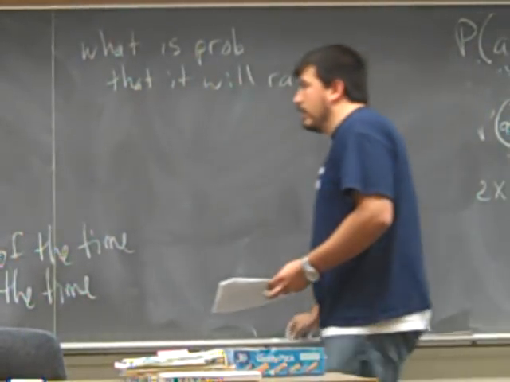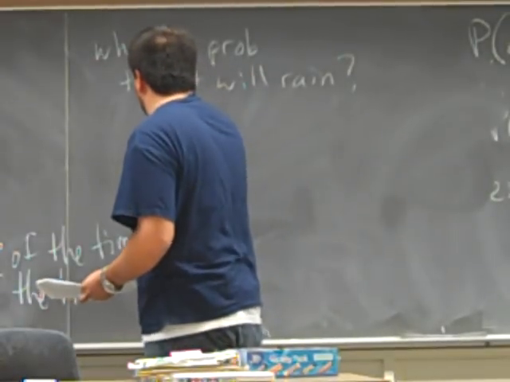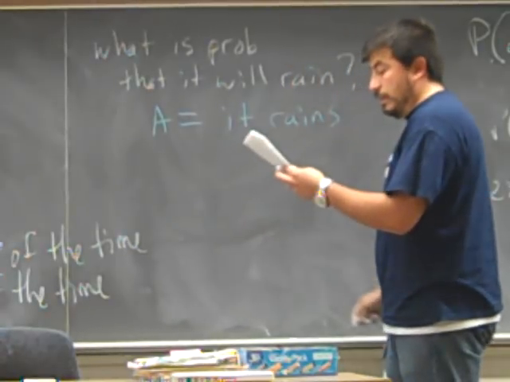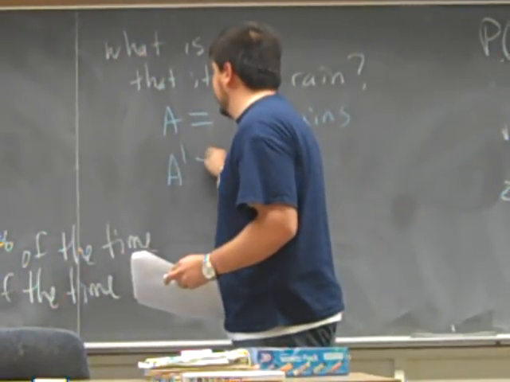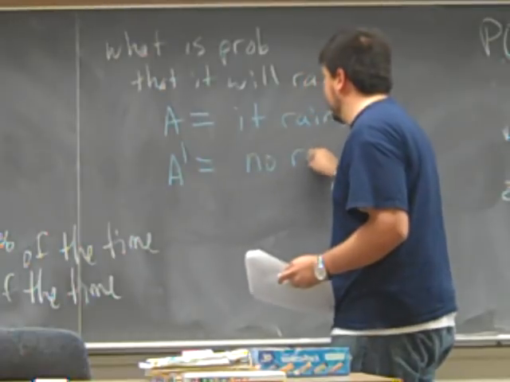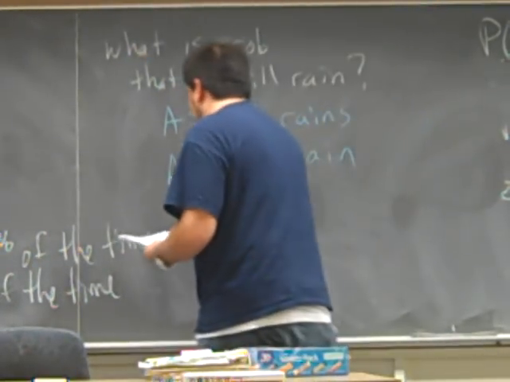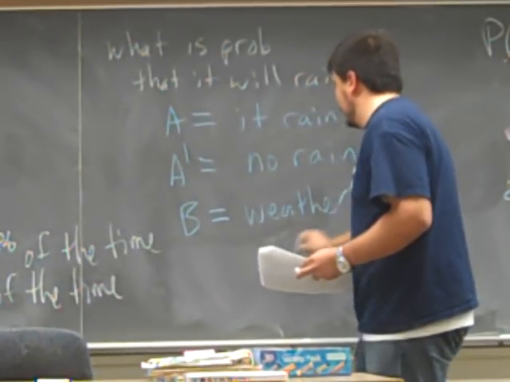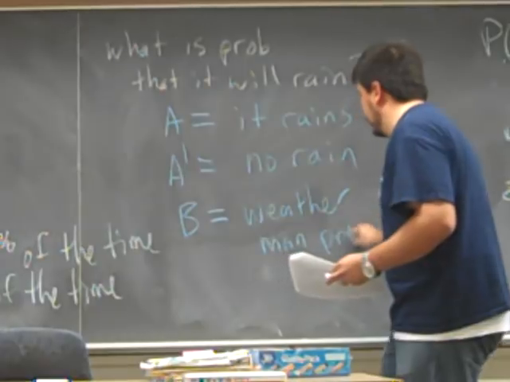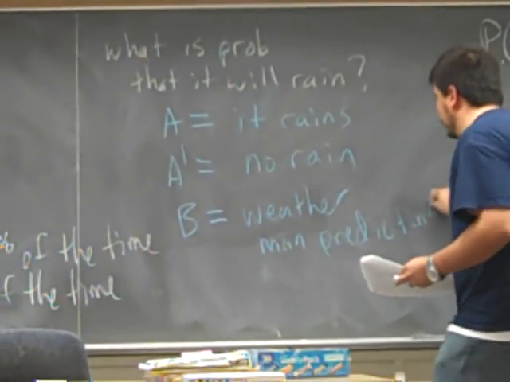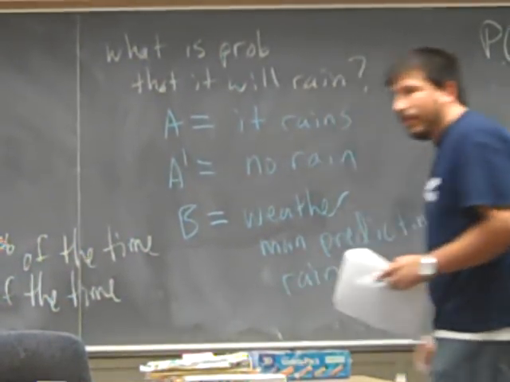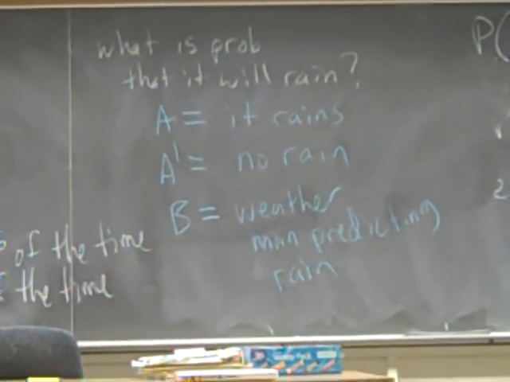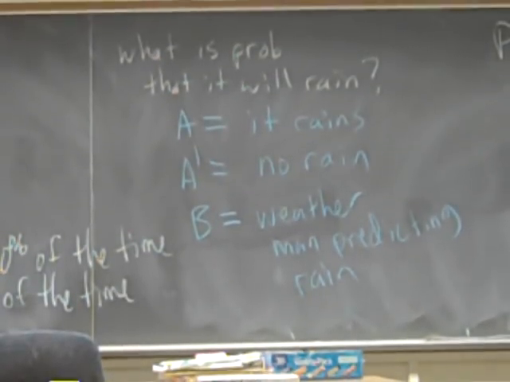So here's what I did. Let A be the event that it rains, then A complement is no rain. And let B equal the weatherman predicting rain. Why am I doing predicting rain? Because we know the outcome. 90% of the time he's right, 10% of the time when he predicts rain he's wrong. So that's likely to be one of the events.